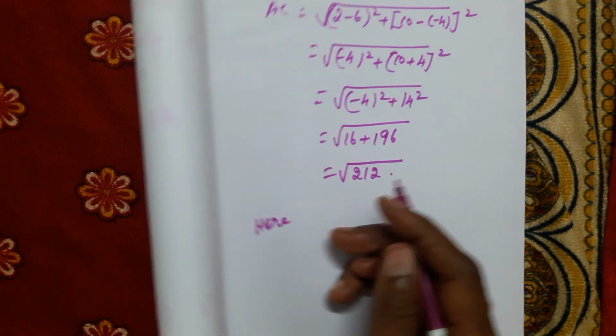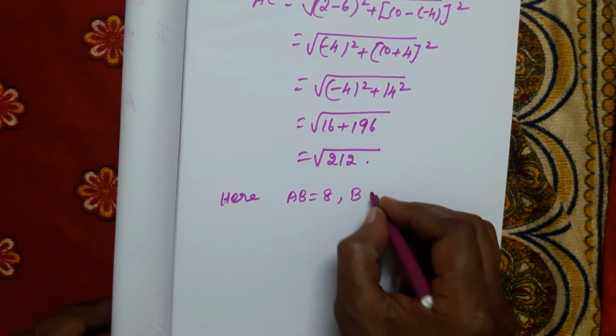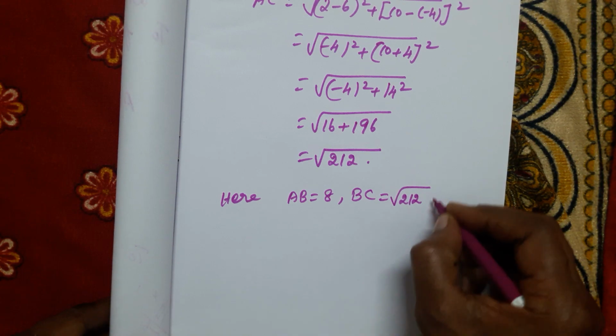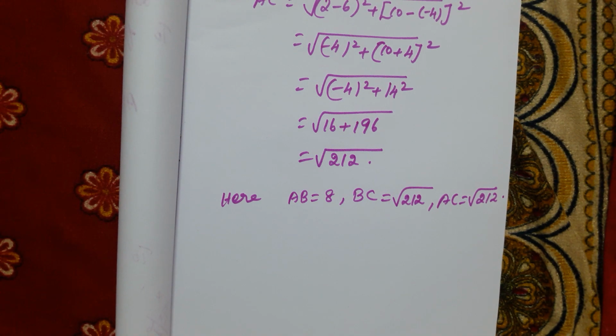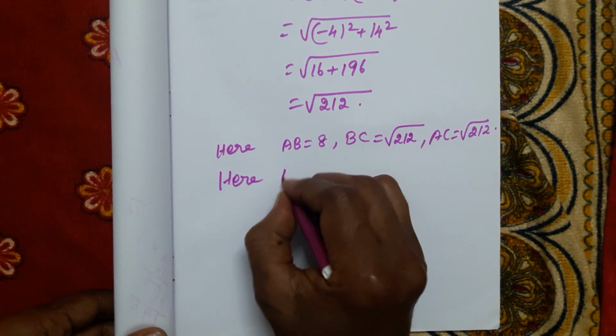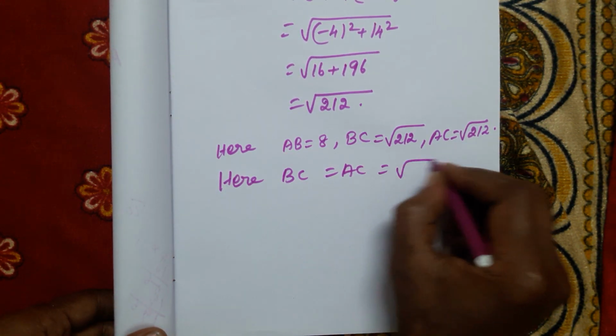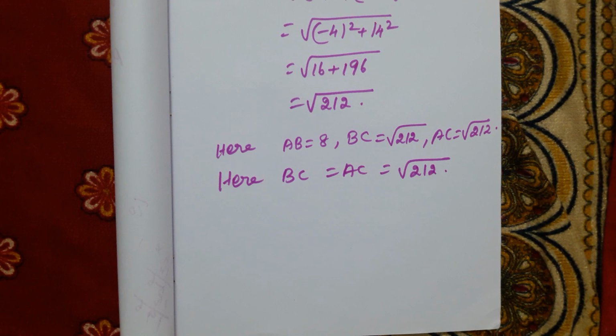Okay, here what did we get? AB is equal to 8. BC is equal to root 212. AC is equal to root 212. Now listen here. Here two sides are equal. BC is equal to AC is equal to root 212. Two sides are equal. Therefore, the given points form an isosceles triangle. Clear? Any doubt in here?